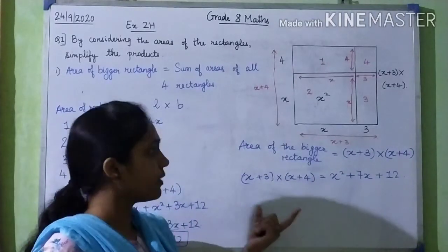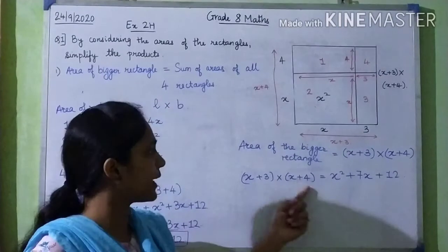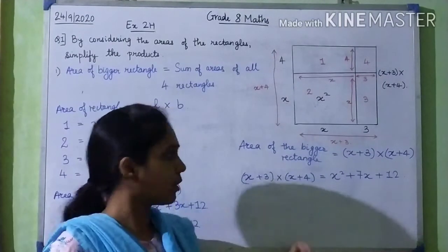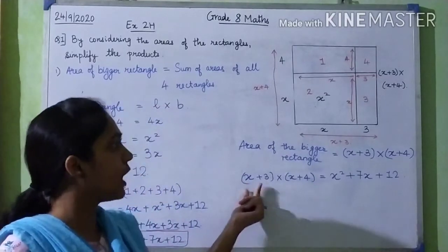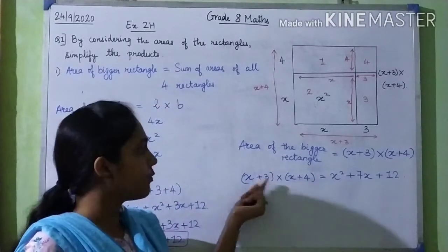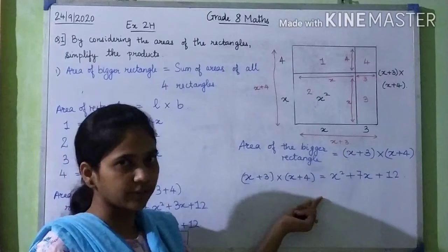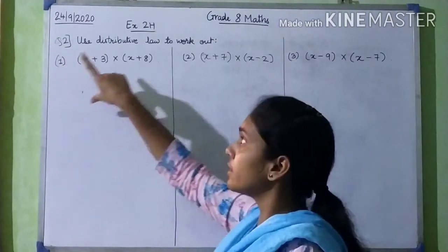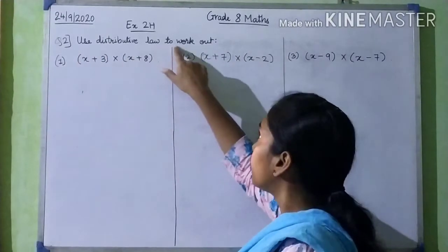Okay, so we need to know how to solve the product of two expressions. That is what we are going to do in our next sum. We are going to see how we find the product of two expressions. Now the next question is: use the distributive law to work out.